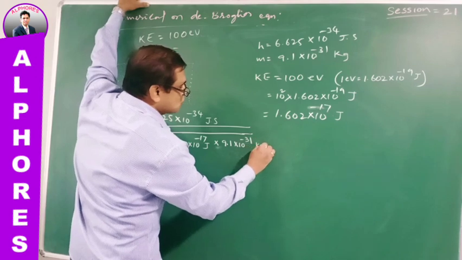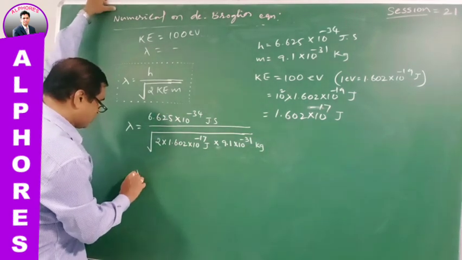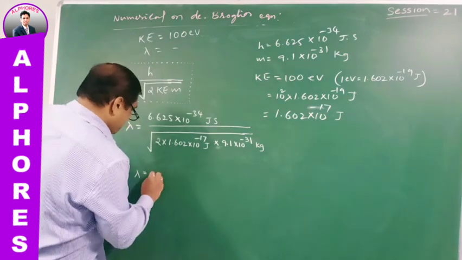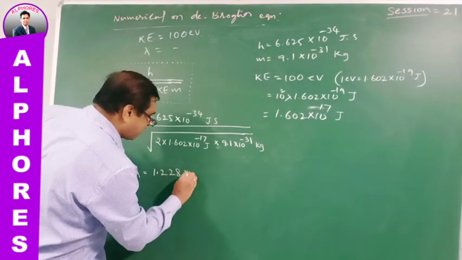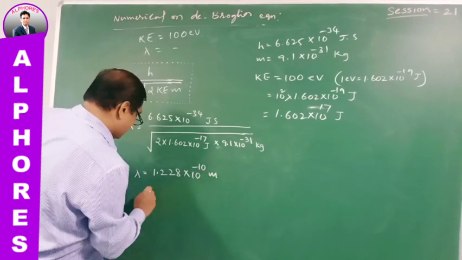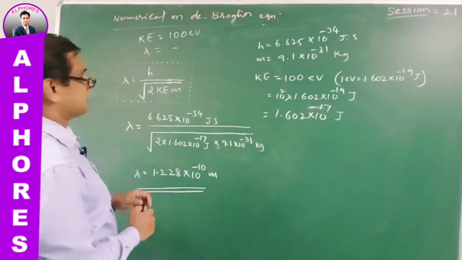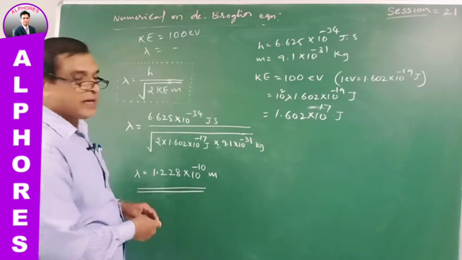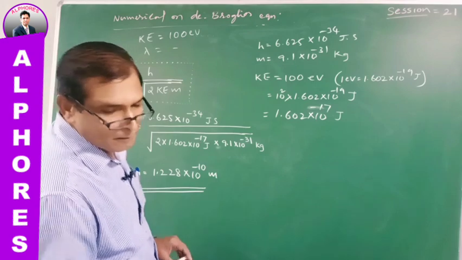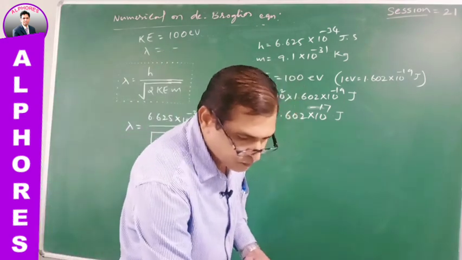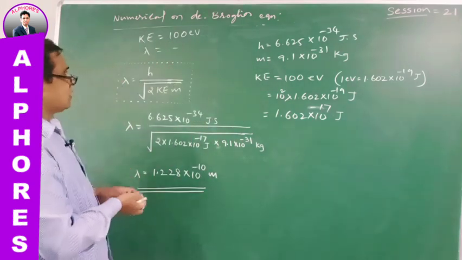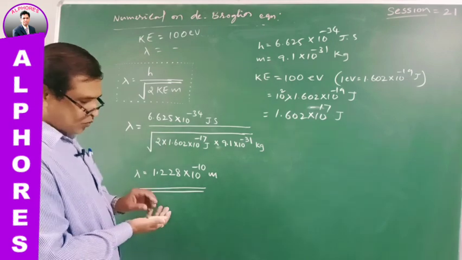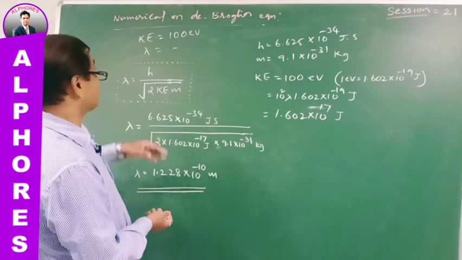On solving this, the final answer is lambda equal to 1.228 into 10 to the power minus 10 meters. Instead of a numerical, that is a manual calculation, we calculated it and the answer is 1.228 into 10 to the power minus 10. So that is the numerical based on the de Broglie equation. The kinetic energy numerical is done. Is the concept clear to all of you?